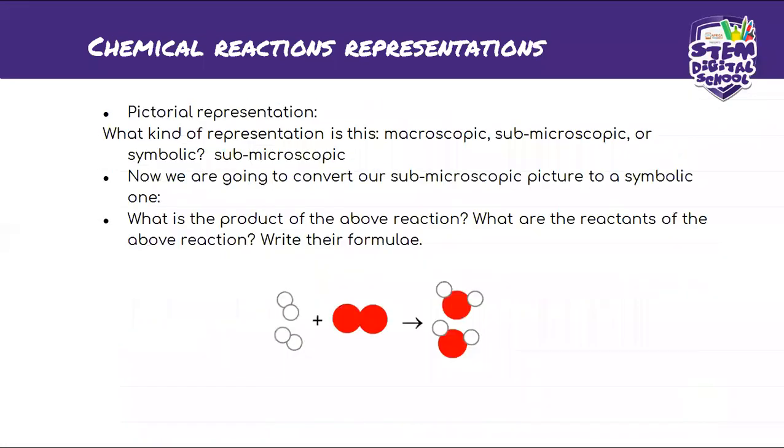So let's look at the representation here. Very good. You can see that we have the reaction represented in this form, which is what? The pictorial representation. So what kind of representation is this? Is it microscopic, submicroscopic, or symbolic? We have just heard from the previous slide: submicroscopic. All right, now we are going to convert our submicroscopic picture to a symbolic one.